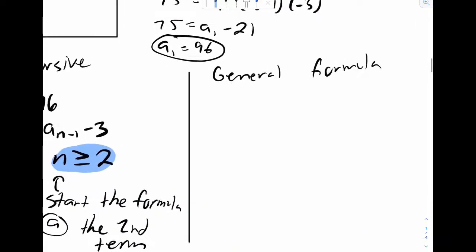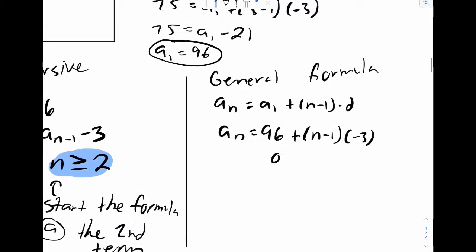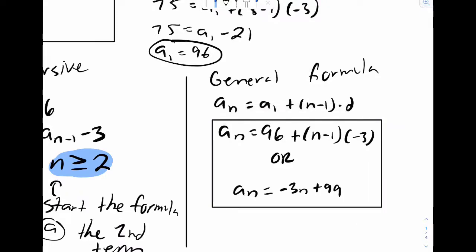Now let's do the general formula. The general formula is quite simple. Just write down the formula I gave you earlier. A1 plus n minus 1 times d, and plug in what we know. We know the first term is 96. We know the common difference is -3. And this answer right here is perfectly fine. Or you could simplify it and write -3n plus 99. Both of these would be perfectly fine. And that's it.